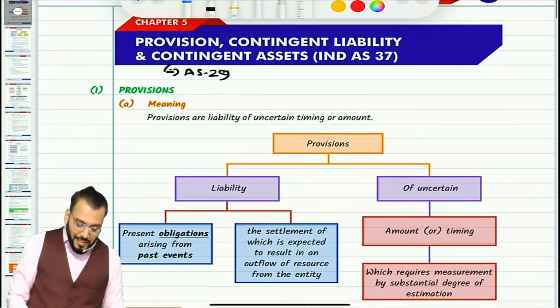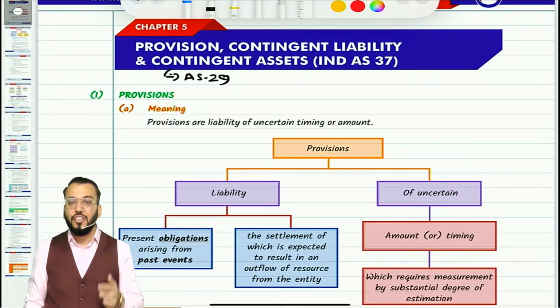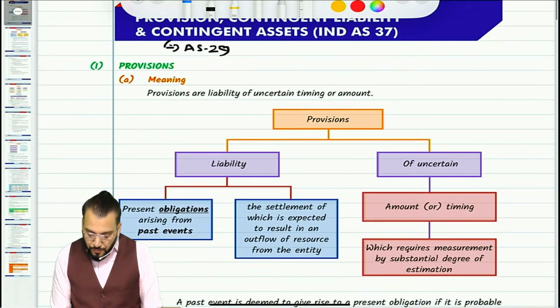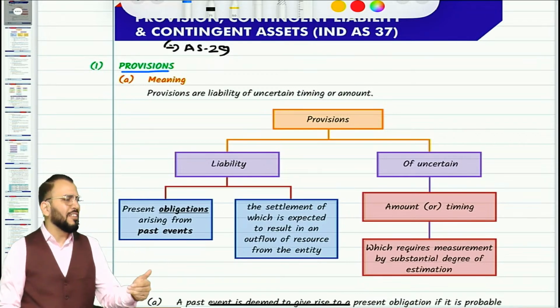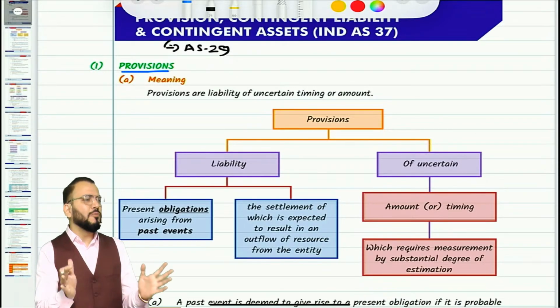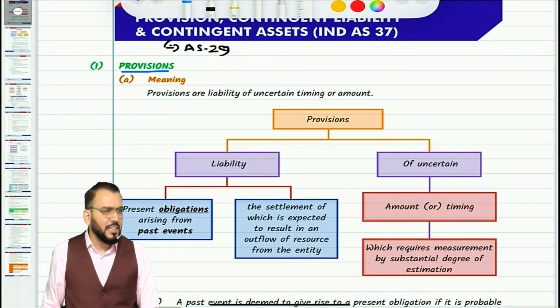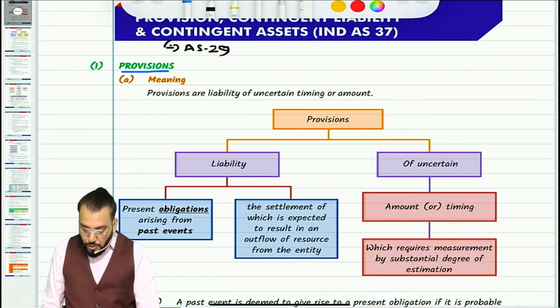So now we'll start Ind AS 37, Provisions, Contingent Liabilities and Contingent Assets. What is the meaning of provision? First we'll start with provision, then we'll go to contingent liabilities and then contingent assets, then we'll come to the measurement part of provision, etc. Understood? So what is the meaning of provision?